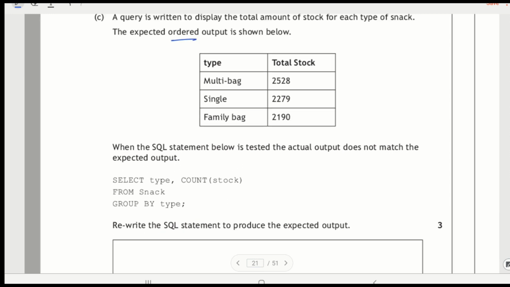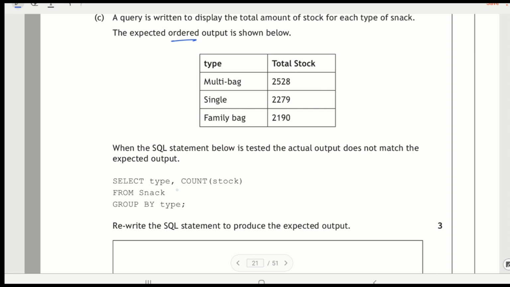And oh look, they've done this thing, they've done a few questions because they put the wrong function. Count would tell you how many different things there were in each one. We want to add up the total stock, so the stock of one product and the stock of the next product and the stock of the next product. So that should be sum. That's one thing that's wrong with it.